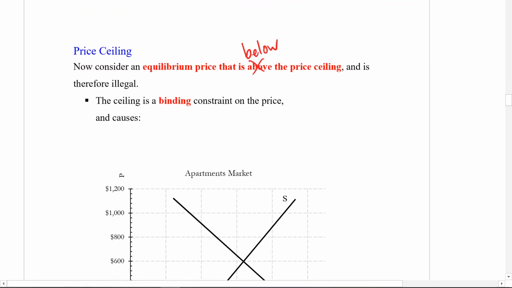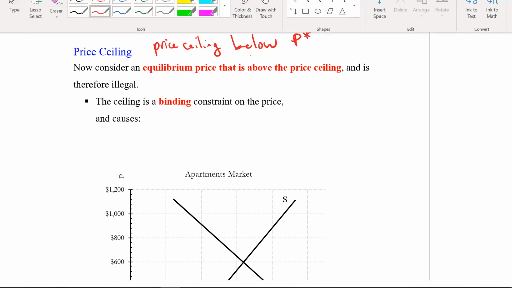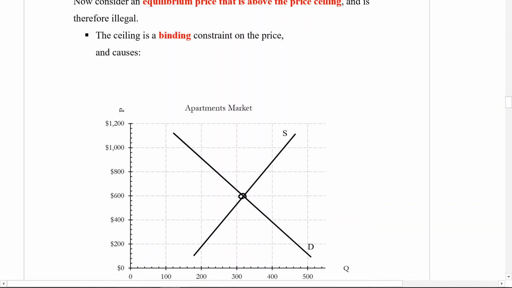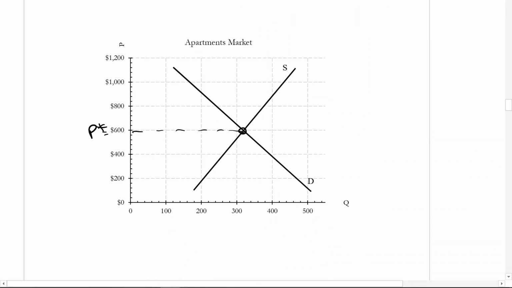No, that's right. An equilibrium price above the price ceiling. If it said a price ceiling below the equilibrium, those are equivalent to each other. Okay, so here again, we take our same market equilibrium price of $600 for an apartment, and we put in a price ceiling of, say, $300.